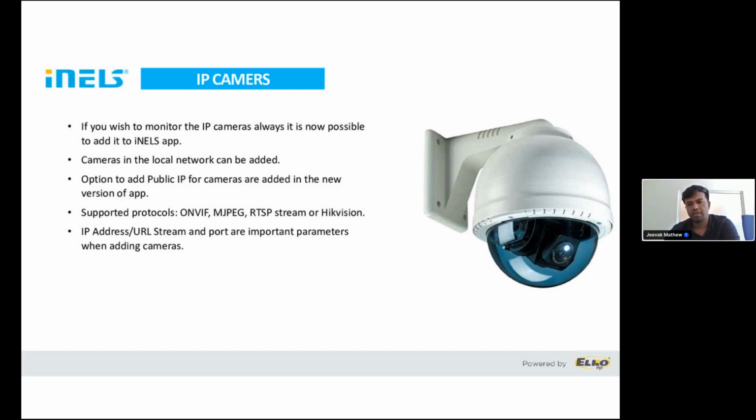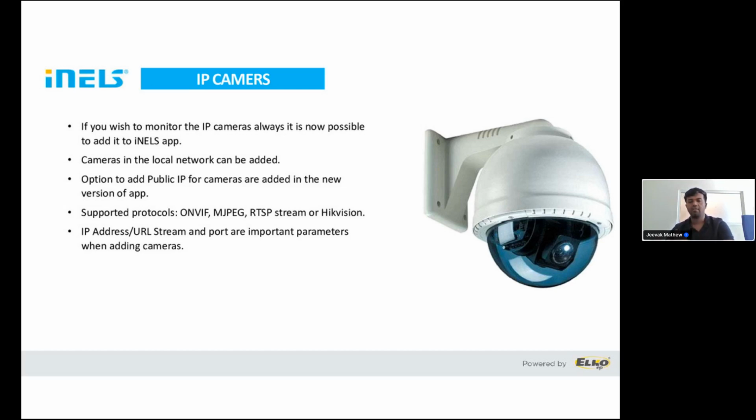While adding the IP cameras, you have to be sure of the streaming protocol. The main streaming protocols supported by our iNELS application are ONVIF, MJPEG, RTSP stream, or the Hikvision protocols. Make sure that your cameras are enabled to use these streaming protocols before you add them to the iNELS application. And of course, you should know the IP address and the username and password for all these cameras before adding.